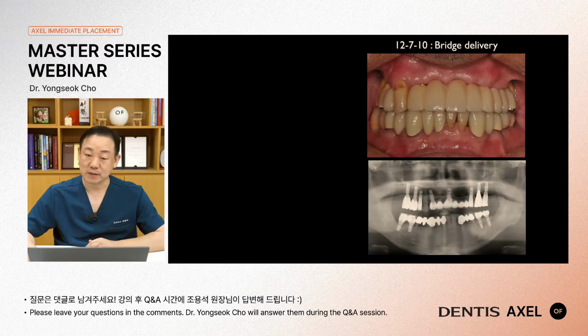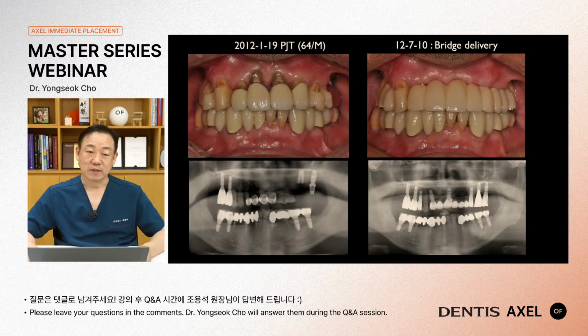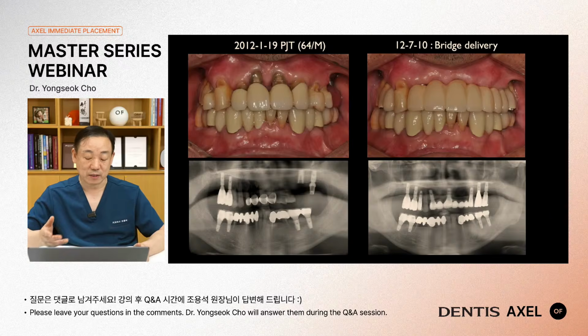Here is my patient who finished the restoration in this condition. It is the same situation, although it is not perfect, a little bit compromised. However, the patient was satisfied with the result because his initial condition was really bad. So my goal is to satisfy the patient. Even if it is not perfect, when the patient is satisfied, okay, I achieved my goal.